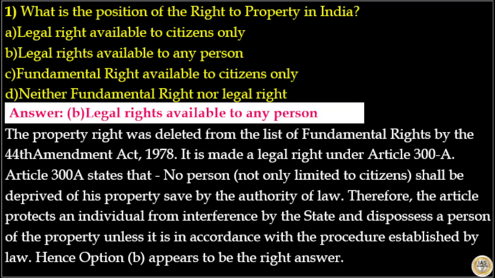The property right was deleted from the list of fundamental rights by the 44th Amendment Act 1978. It is made a legal right under Article 300A. Article 300A states that no person, not only limited to citizens, shall be deprived of his property save by the authority of law. Therefore, the article protects an individual from interference by the state and dispossesses a person of the property unless it is in accordance with the procedure established by law. Hence, option B appears to be the right answer.